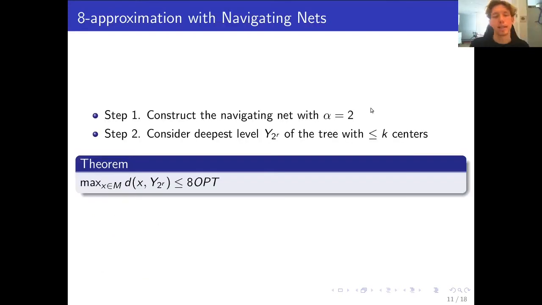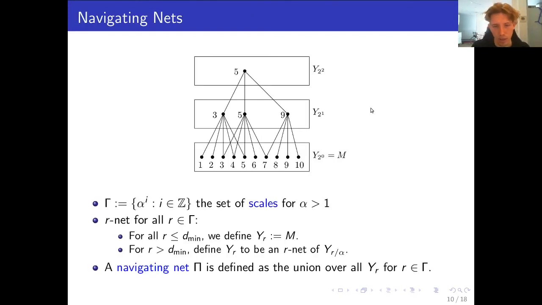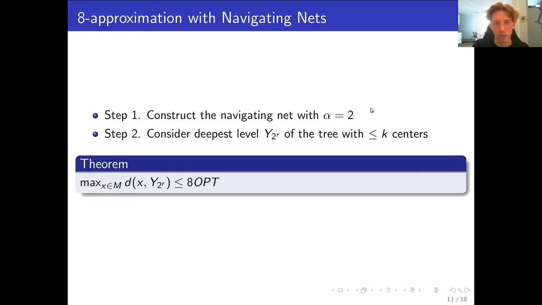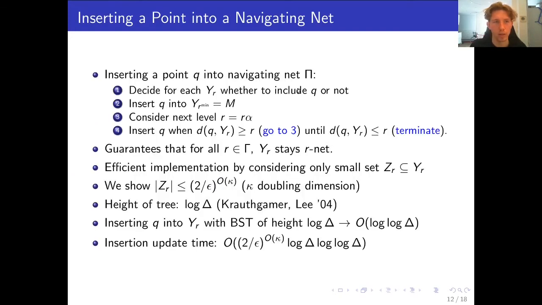And now the nice thing is that navigating nets also support out-of-the-box insertions and deletions, and so you can use this to maintain a fully dynamic k-center solution. And you can show that the solution that you output here is always only 8 times worse than the optimum solution.